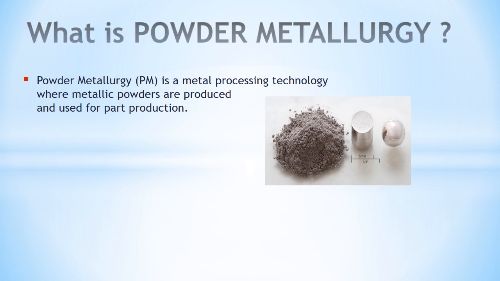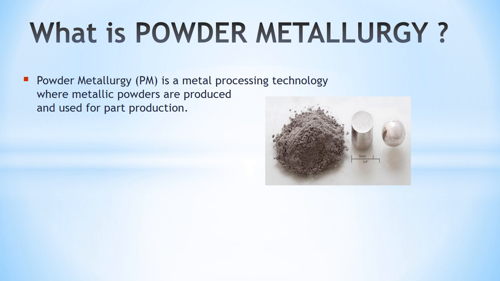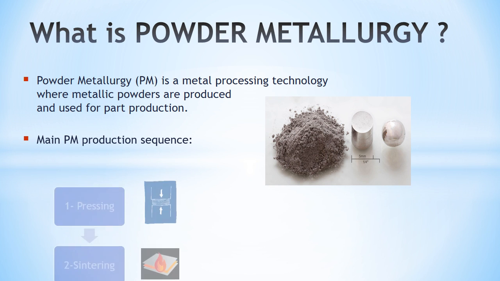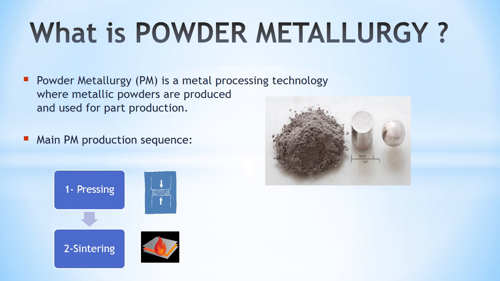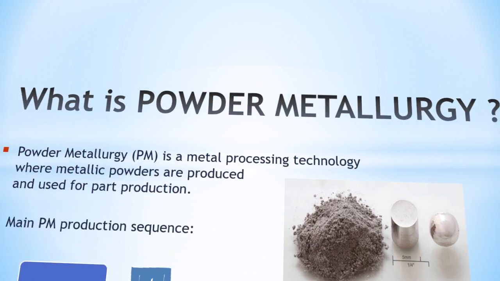What is powder metallurgy? It is a metal technology process where a mixture of metallic powders is used to produce different solid parts. Actually, this technology needs two main production sequences. The first one is pressing, which means compacting the powder, and the second one is sintering. The compacted powder is heated to produce the final solid part.